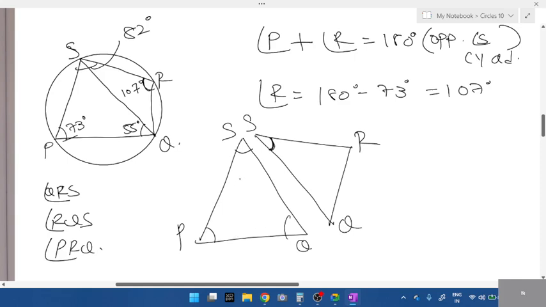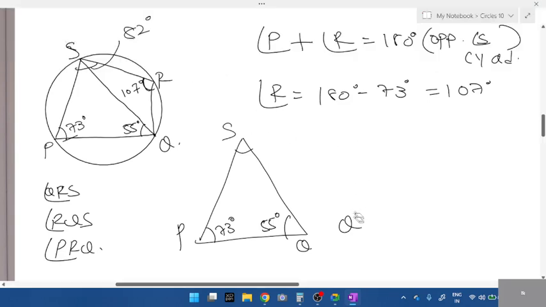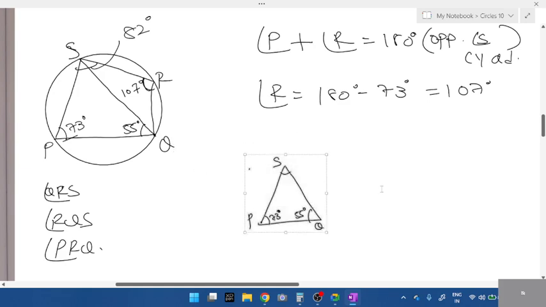Yes, in PQS, what theorem should I apply? What concept? Very good. Sum of interior angles is equal to 180. I'll do one thing. First question is done. For the second question, students, the same way, whatever I teach you all, the same thing you have to mention.